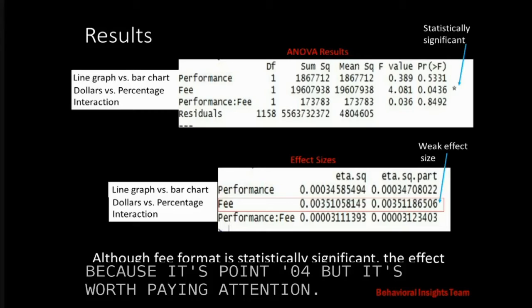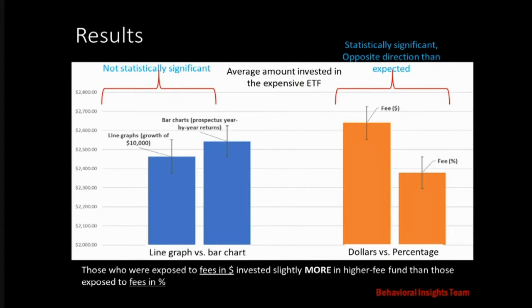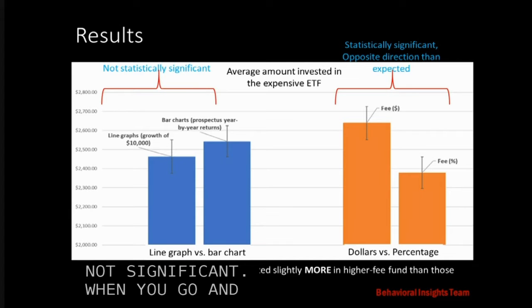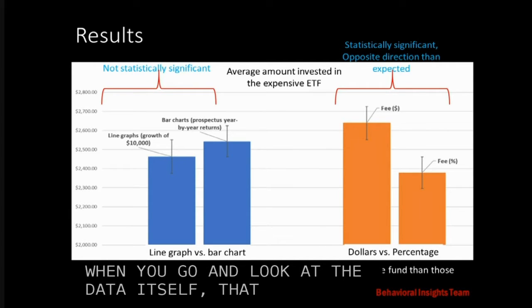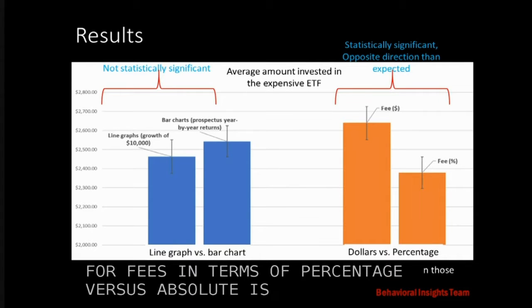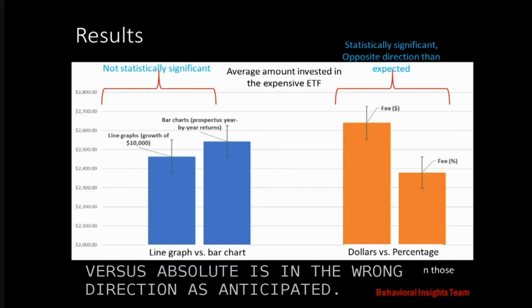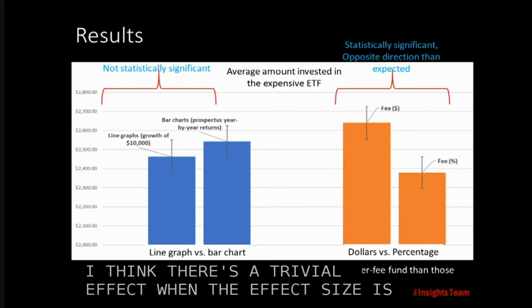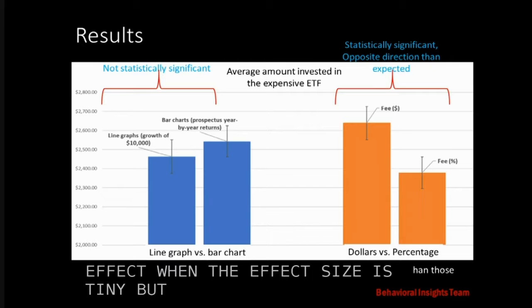was not significant either. When you go in and look at the data itself, though, that main effect for fees in terms of percentage versus absolute is in the wrong direction as anticipated. So I think it's a trivial effect and the effect size is tiny, but what you see is a little bit of people being drawn to the more expensive fund if it's presented in dollars.